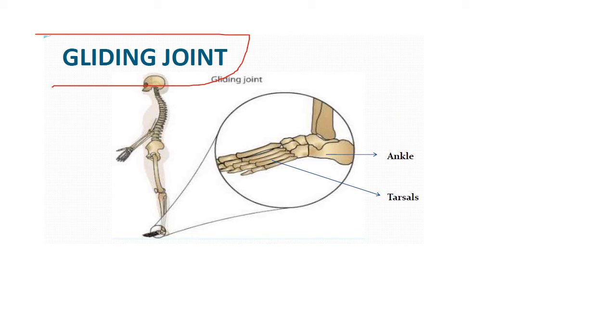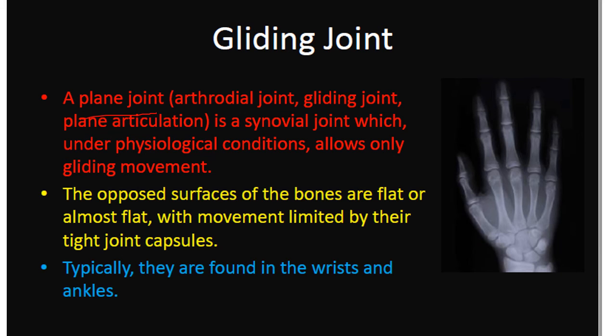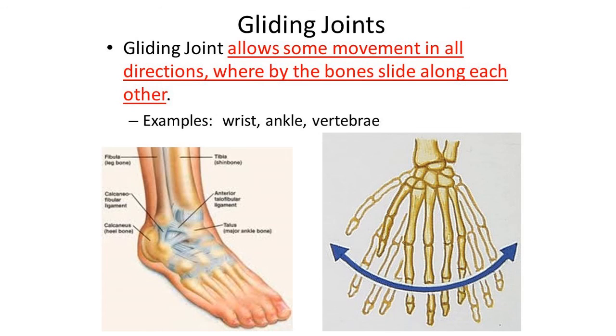Next one is the gliding joint. It is present in the ankle region. You can see here, this is called the gliding joint. A plane joint is a synovial joint which under physical conditions allows only gliding movement. The opposed surfaces of the bones are flat or almost flat, with movement limited by their tight joint capsule. Typically they are found in the wrist and the ankles. This is called the gliding joint.